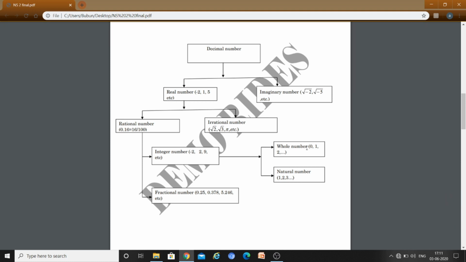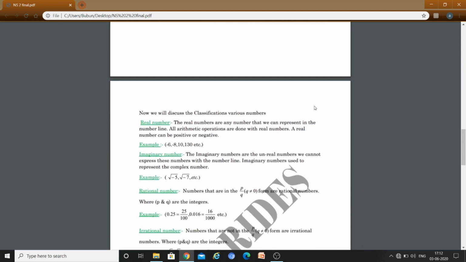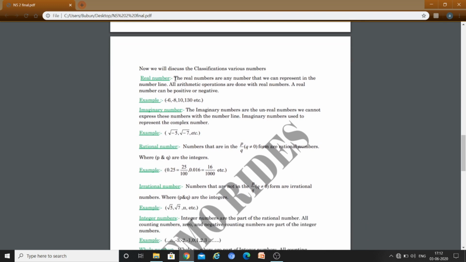So what are the definitions of these number systems, and how can they be used in our daily math problems? Let's discuss. What are the real numbers? First, the definition: real numbers are any numbers that we can represent on the number line. All arithmetic operations are done with real numbers. A real number can be positive or negative. It's not necessarily only positive or only negative. Examples: -6, -8, 10, 130, etc. So we can do arithmetic operations with it, and a real number can be positive or negative.